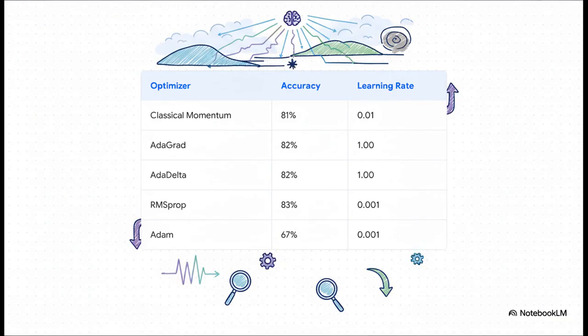But wait, there's one last twist, and this is maybe the most important part. The researchers decided to run the tests again, but this time they took the time to carefully tune just that one setting, the learning rate, or the step size, for each algorithm. And just look what happened. Adadelta, our worst performer, skyrocketed from a measly 34% all the way up to 82% accuracy. It suddenly became one of the best.